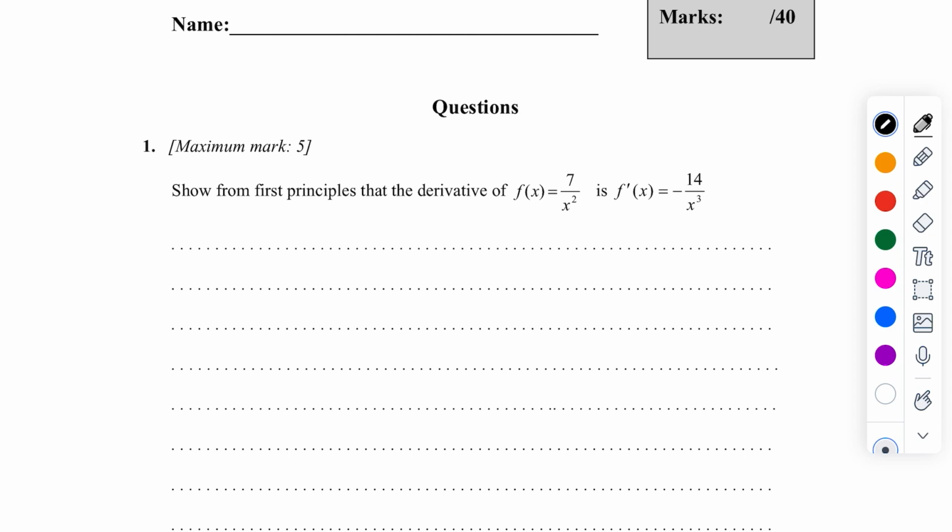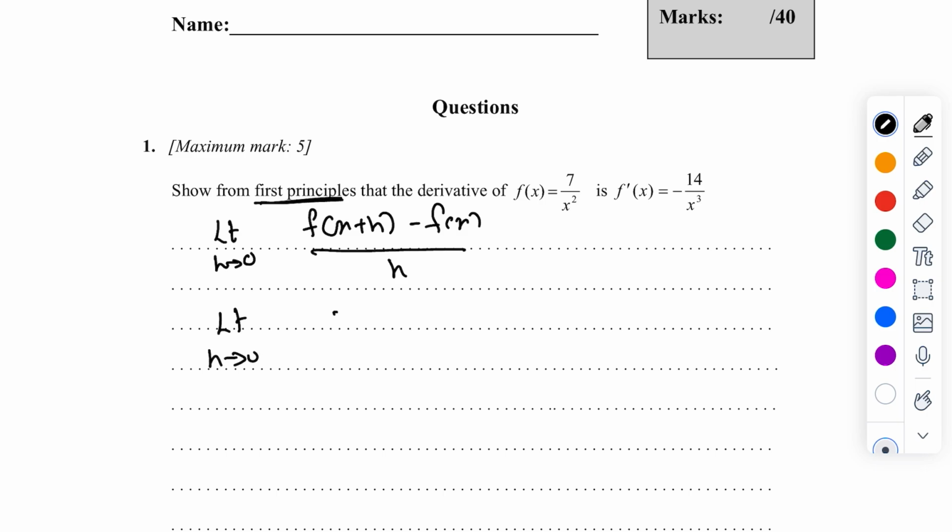So the first question, do from first principles. What is the first principles formula? Limit h approaches 0, f of x plus h minus f of x upon h. So limit h approaches 0, 7 upon (x plus h) whole square minus 7 upon x square, divided by h.